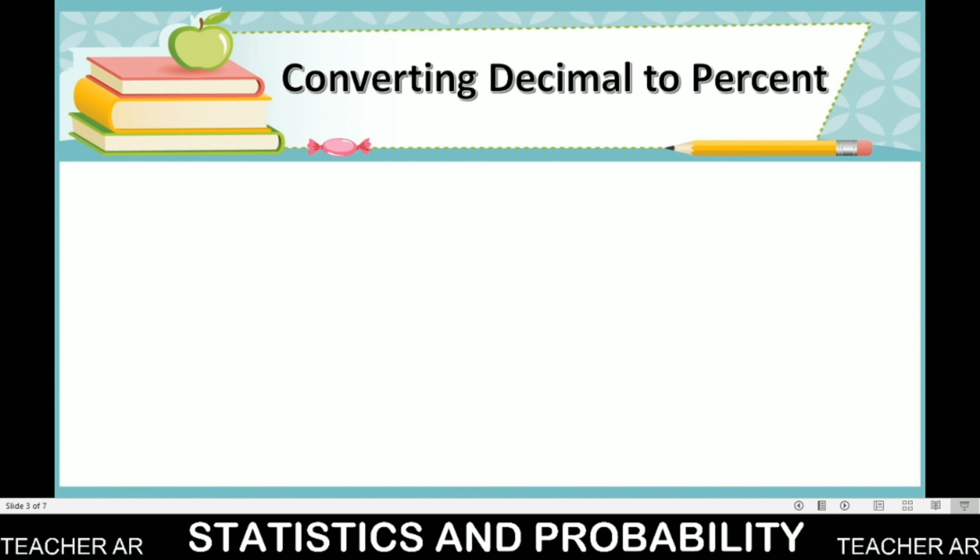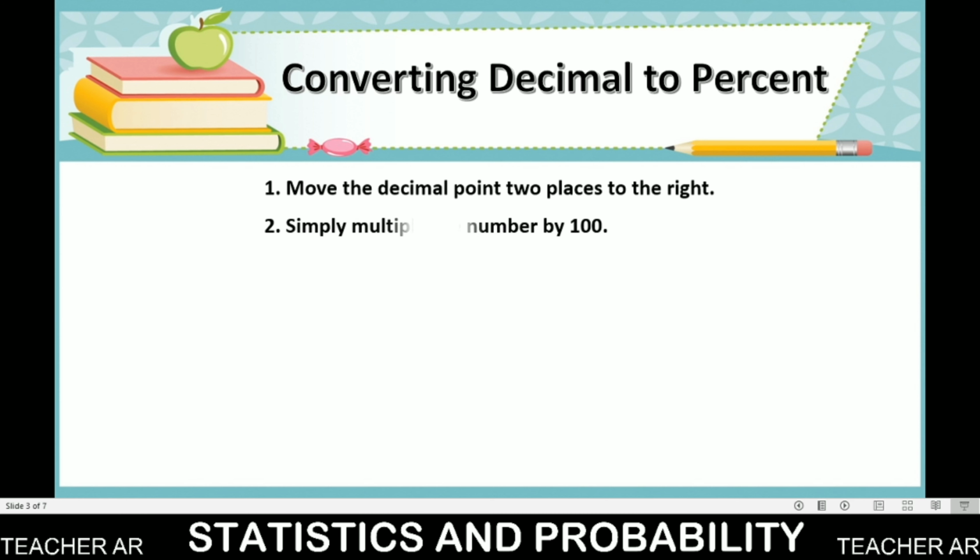Let's convert decimal to percent. Again, always remember that converting decimal to percent is just a reverse method in converting percent to decimal. And we also have two basic principles in converting decimal to percent. First, move the decimal point two places to the right. And second, simply multiply the number by 100. So let's get started with an example again.